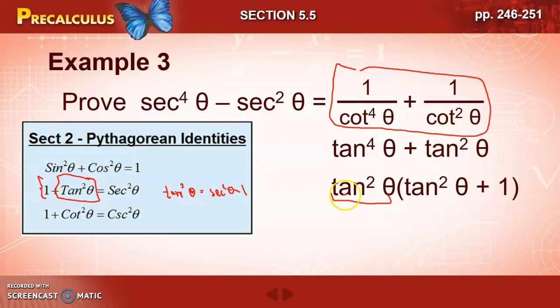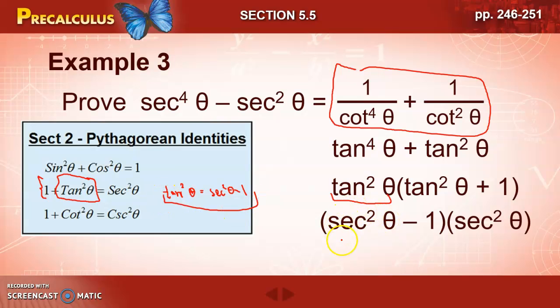So I'm going to factor out a tangent squared theta, which leaves me tangent squared theta on the outside and tangent squared theta plus 1. And if you look at my Pythagorean identity, I can then make some substitutions based on the Pythagorean identity. I know that tangent squared theta, I just wrote that one out, tangent squared theta is the same thing as secant squared theta minus 1. There it is. And I know that tangent squared theta plus 1 is the same thing as secant squared. So I can replace my tangent squared theta plus 1 with secant squared theta.